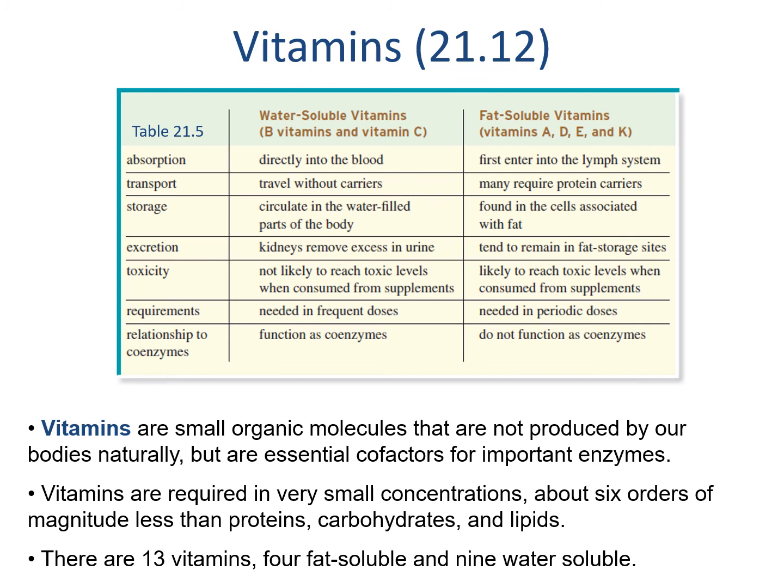There are 13 vitamins. 4 of those vitamins are fat soluble, meaning they're largely nonpolar, and 9 of them are water soluble. The vitamins that are fat soluble tend to stick around for a lot longer, and we need them in periodic doses. The ones that are water soluble tend to get eliminated much faster with our urine, and because of that, we need them in much more frequent doses.